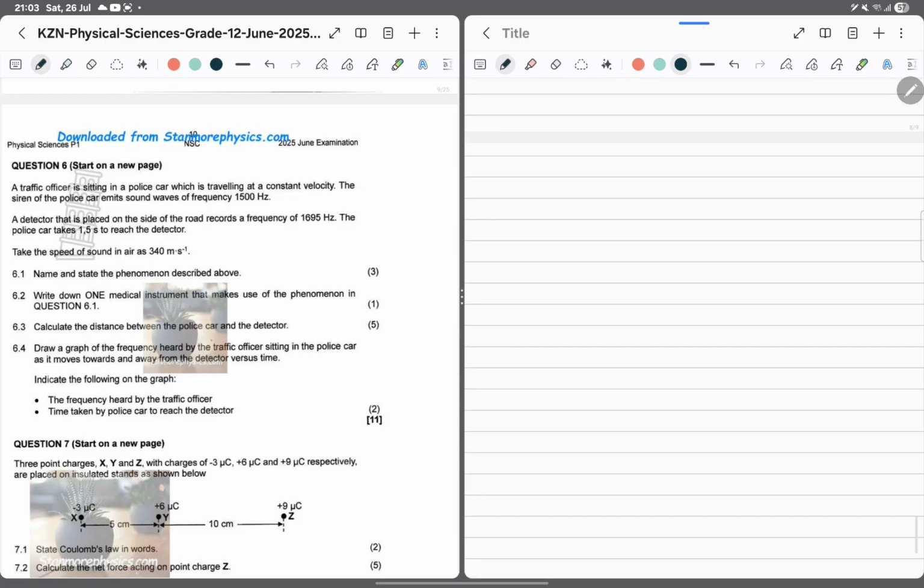Is the Doppler effect? Let's see. So we are told here that a traffic officer is sitting in a police car which is traveling at a constant velocity. Now the siren of the police car emits sound waves of frequency 1500 Hertz. A detector that is placed inside of the road records a frequency of 1695.